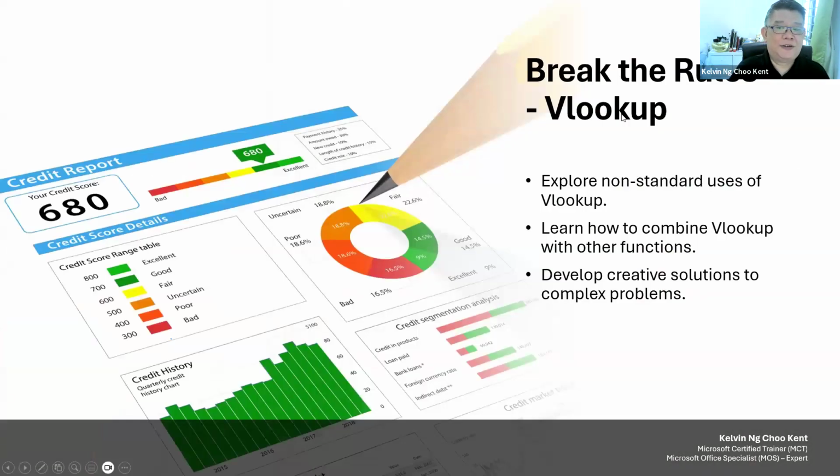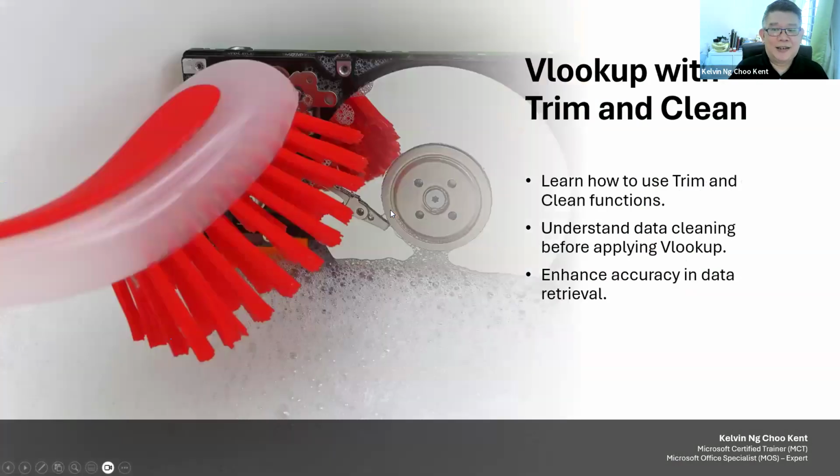Break the rules. This is the fun part. And this is the most critical one that all of you should master: how you can make sure VLOOKUP still works for you. Otherwise, INDEX and MATCH. Otherwise, XLOOKUP if you have the latest version. Then the last one is to trim and clean. Remember not to use the brush or any soap to clean your data. So don't take out your hard disk and clean. Make sure you use the trim and clean to do that.